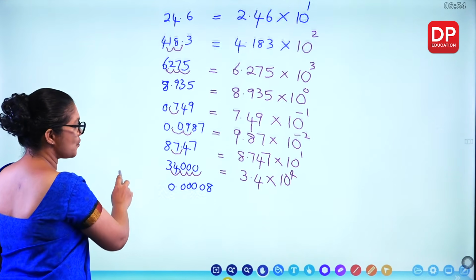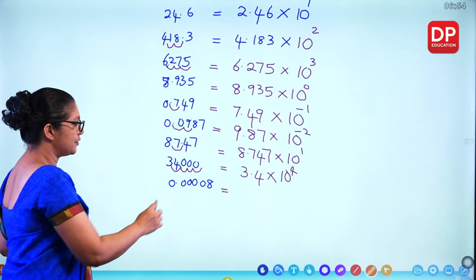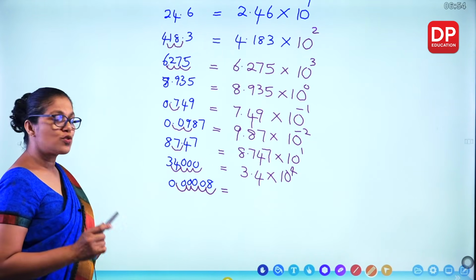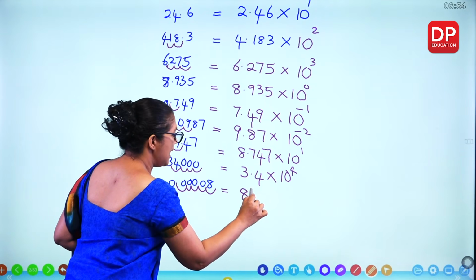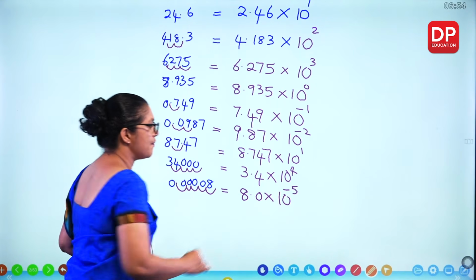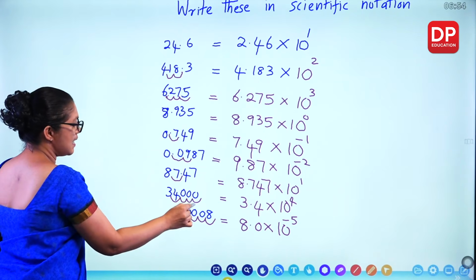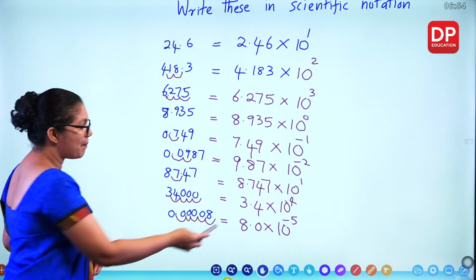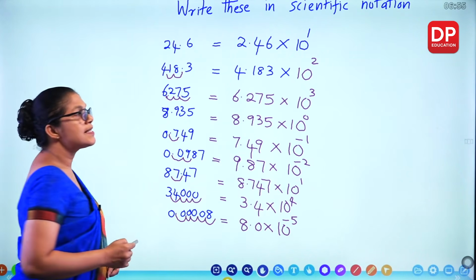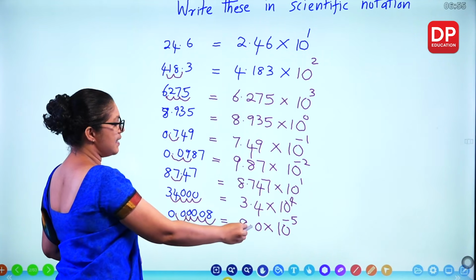Now last one. A decimal number. How many places? 1, 2, 3, 4, 5 places to the left. So what's the number? 8.0 times 10 to the power minus 5. So look at carefully. You can see when the number is a decimal value, the power becomes negative, and if it's a big number, power is positive. So all these numbers are more than 1 and less than 10.